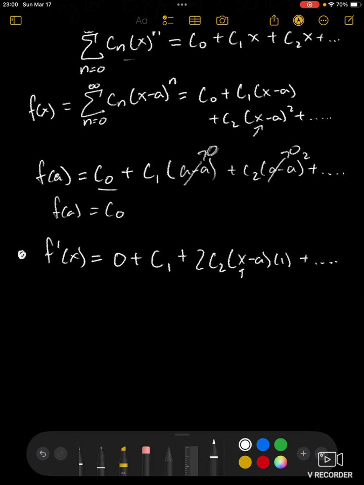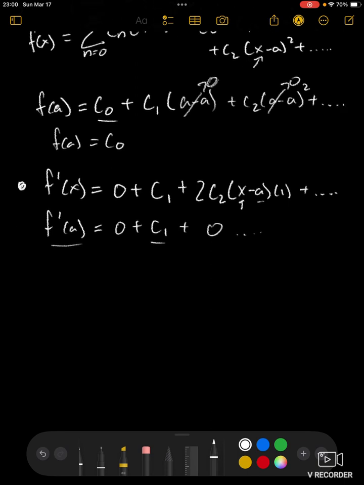Now, since we do have this a in here, let's plug in a to f prime. Well, we still have 0 right here, right? And we have c1 right here. But then what do we get when we plug in a here? Well, we get 0 right here. So that would mean that f prime of a is just equal to c1. Okay, so that's an interesting point that has just been made.